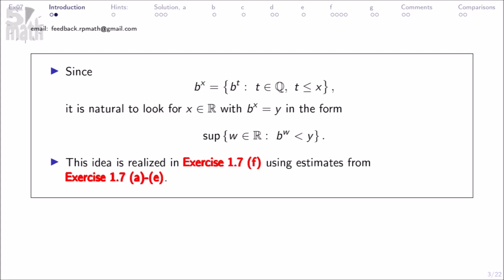Since b to the x equals supremum of b to the t, t element of Q, t less than or equal to x, it is natural to look for x in R with b to the x equals y in the form supremum of w element of R, b to the w less than y. This idea is realized in exercise 1.7f using estimates from exercise 1.7 a to e.